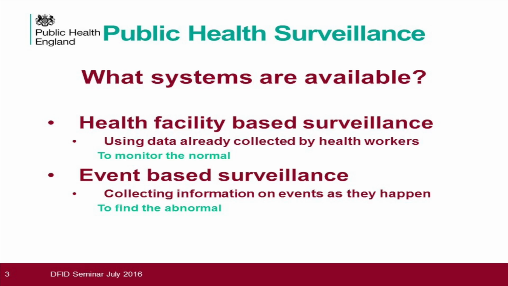So if we look at what sort of systems we have available, we broadly talk about two categories: the health facility-based surveillance and event-based surveillance. Health facility surveillance is essentially using data that we already collect for other reasons. So if you think, across a network of primary and community health workers, across a hospital system, each time a patient comes forward or somebody wants to be seen or treated, the doctor records the patient so that they have basic information about the age, date of birth, sex, etc.